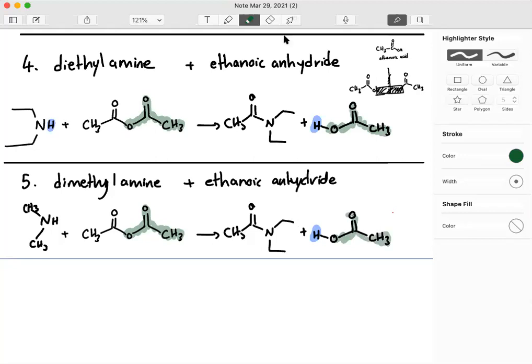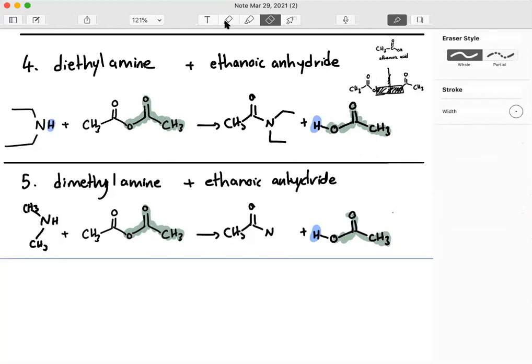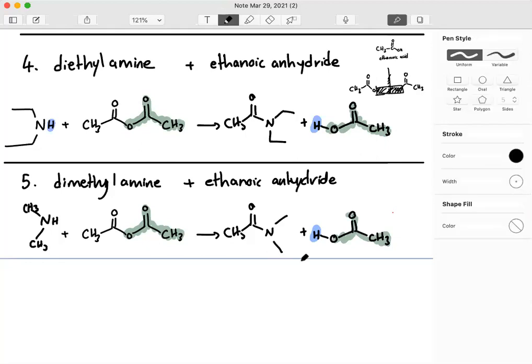بس بدل ما عندي إيثايل هنا، هتبقى ميثايل. So far so good. تمام يا دكتور فهمتها. كويس جدا، شكرا جزيلا. حد عنده أي أسئلة تانية؟ اوكي واضح ان مفيش.